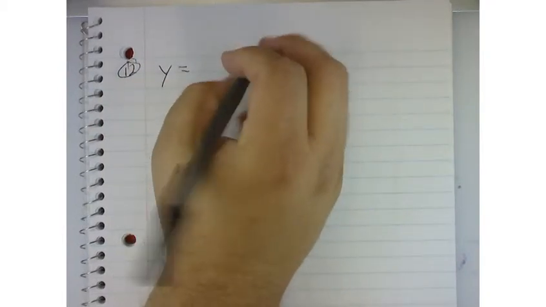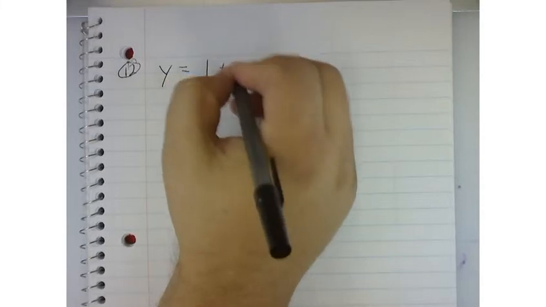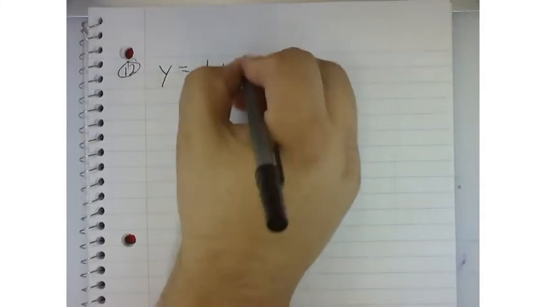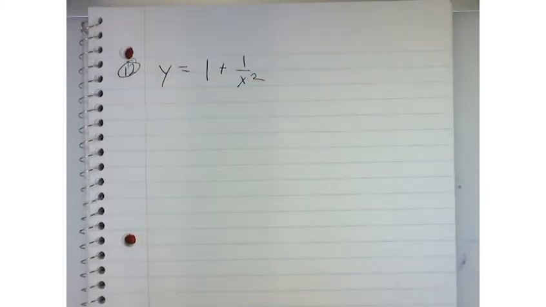Alright, here we go. Let's do problem number 12. Problem number 12, we're given the function y is equal to 1 plus 1 over x squared. And they ask us to identify the domain and range and sketch the graph of the function. And so if you graph that, what does that look like with your graph?